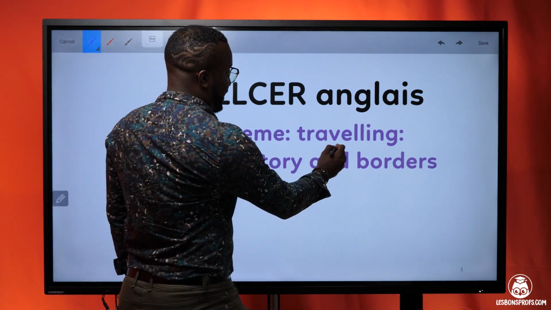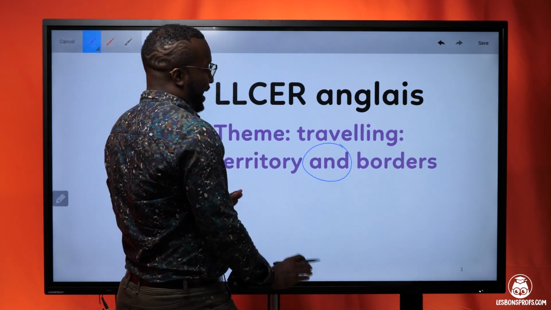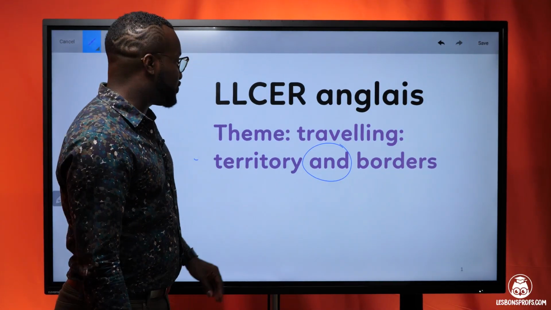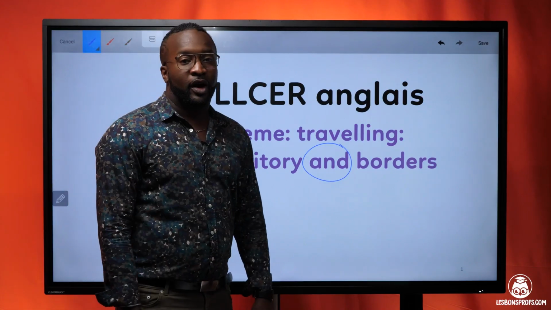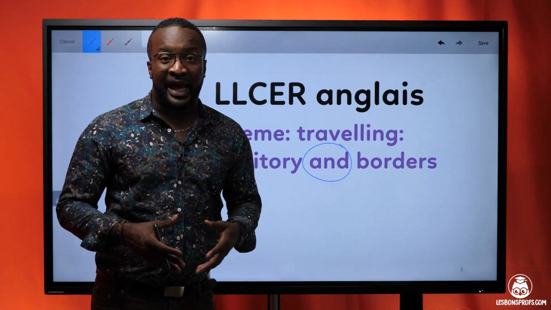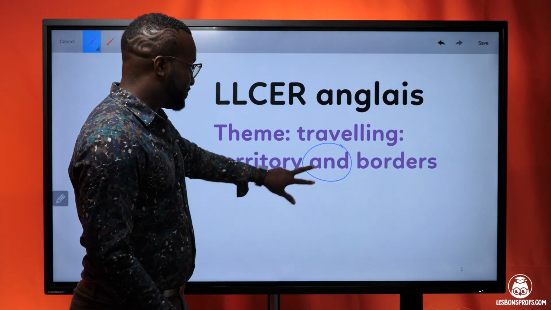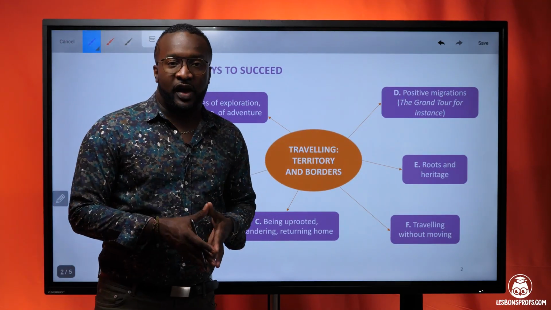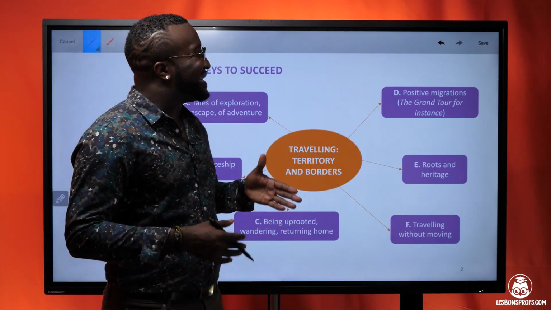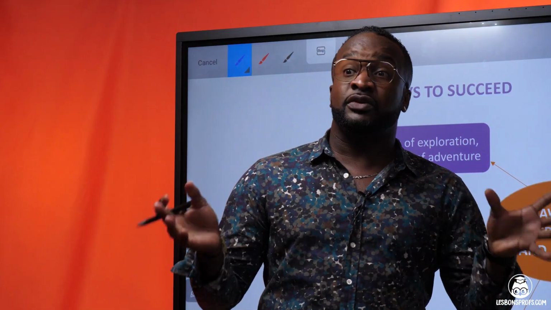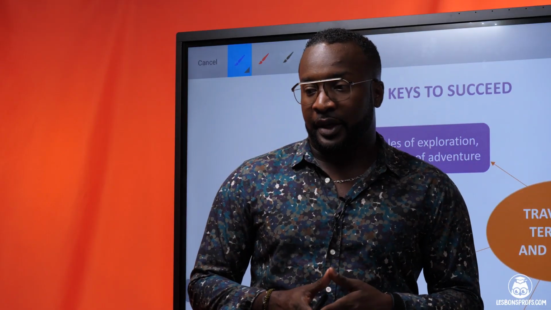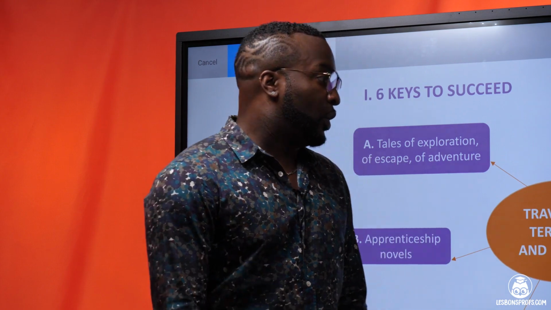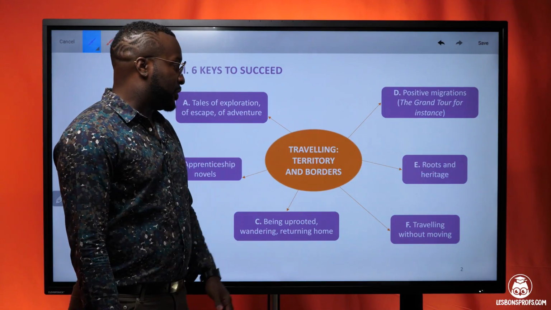Okay, so the idea of expanding on a territory and being limited, or sometimes inspired and motivated, by borders will be addressed in this third theme of the curriculum in Terminale for the LLCE classes. So, 6 keys to succeed, consisting of 6 landmarks or general ideas that can help you make yourself way more comfortable when considering the notion, or the theme, should I say.